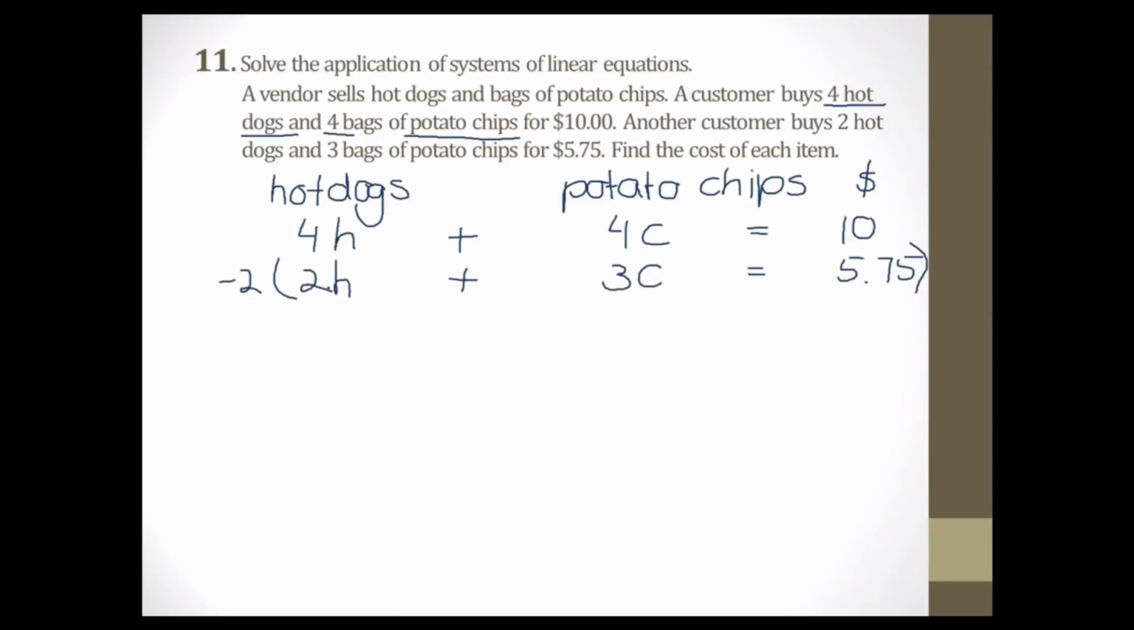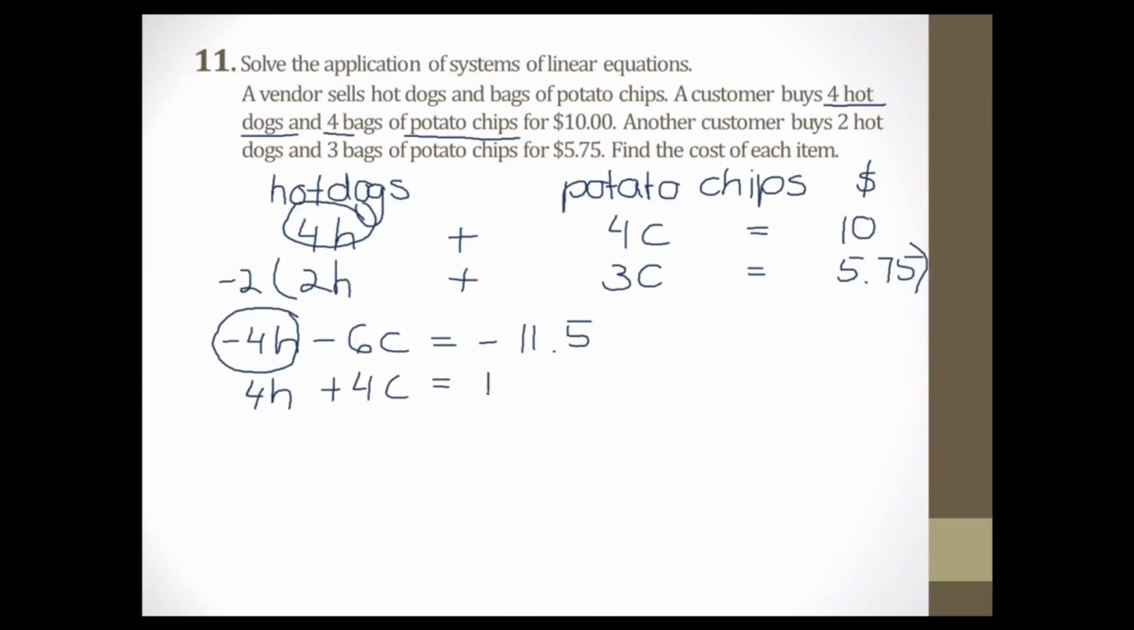The -2 times 2h gives me -4h, and then also -2 times a +3c gives me -6c, and then -2 times 5.75 gives me -11.5. So now, as you can tell, these two coefficients are opposite, and if I add down, they will cancel out. So I'm just going to write my first equation here underneath equals 10, and then I can just add down, and that would eliminate my h, and I'm left with -2c is equal to -1.5.